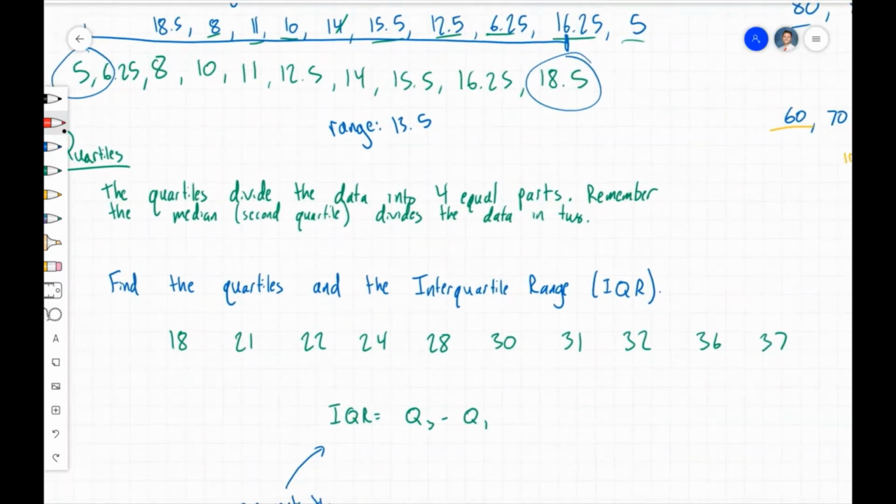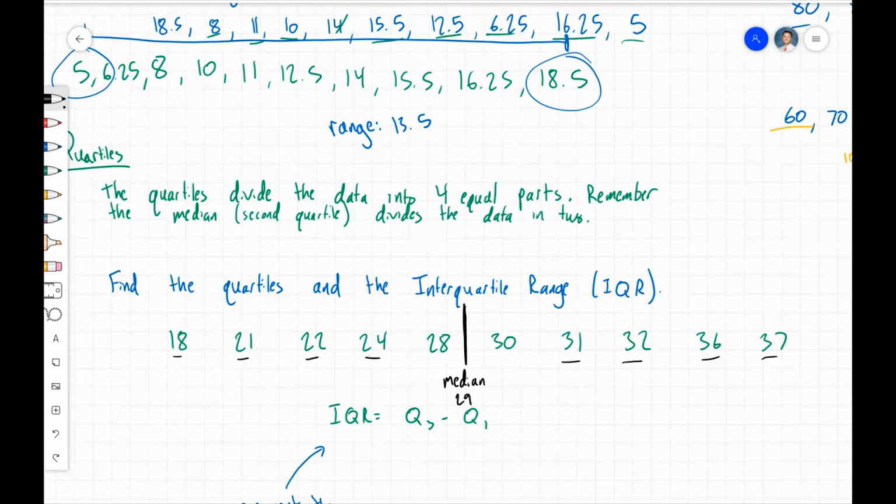So here's a bunch of data already written from least to greatest. We have 18, 21, 22, 24, 28, 30, 31, 32, 36, and 37. So we can find our median. We'll work our way from the outside to the inside. And we have 2 numbers in the middle here. That would give us a median halfway between 28 and 30, which would be 29. So our median would be here at 29.